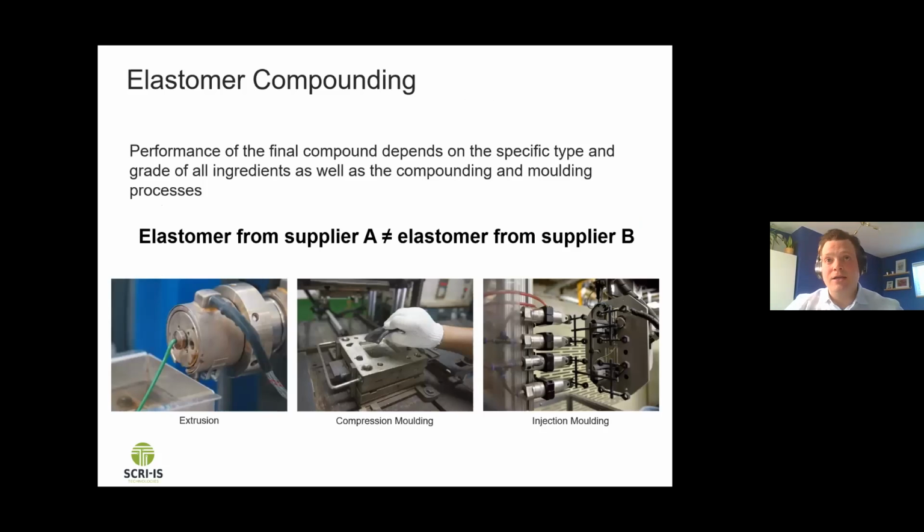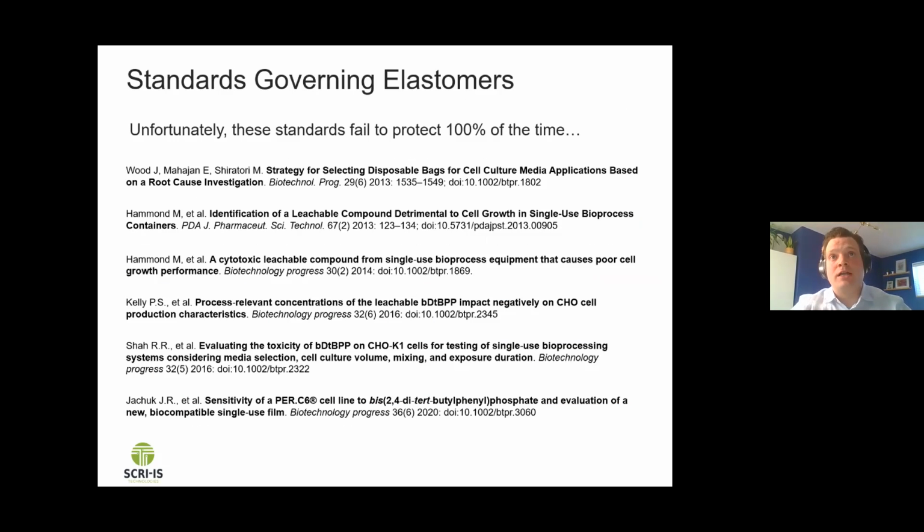And then finally, just to make our life that bit more complicated, the performance of the final compound not only depends on all the ingredients, but also how it's manufactured. So has it been extruded or compression molded or injection molded, etc. And again, the take home here is that an elastomer from supplier A doesn't equal an elastomer from supplier B necessarily.